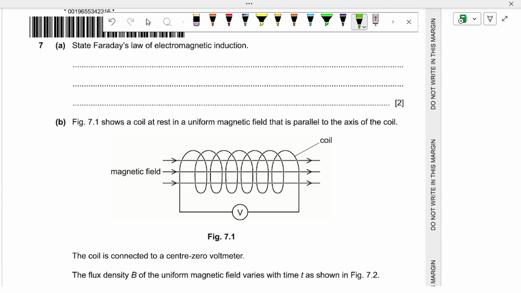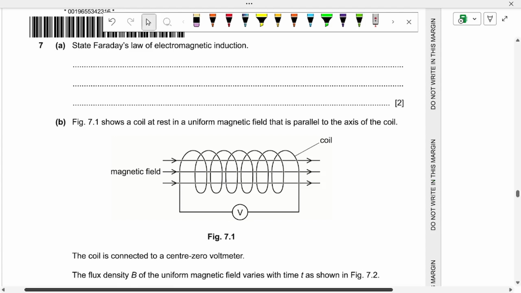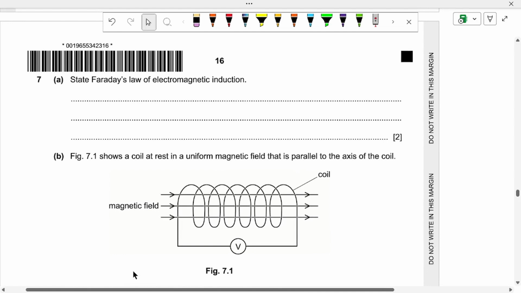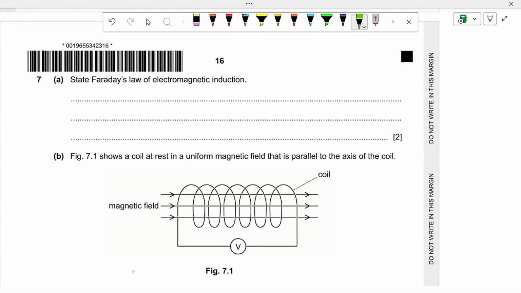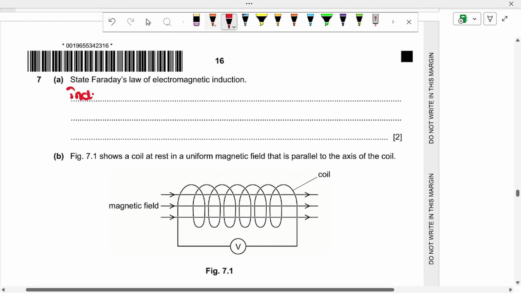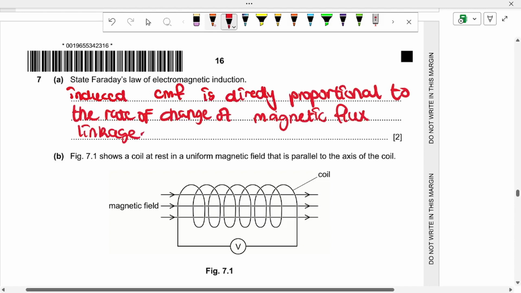We've been asked to state Faraday's law of electromagnetic induction. What does it say? It tells me that the induced EMF is directly proportional to... What is Faraday even saying? I don't even understand what Faraday is saying. Okay, so we have what we call induced EMF, right?